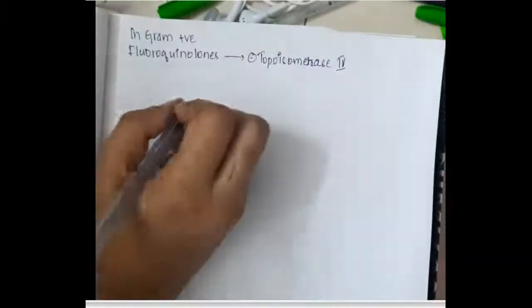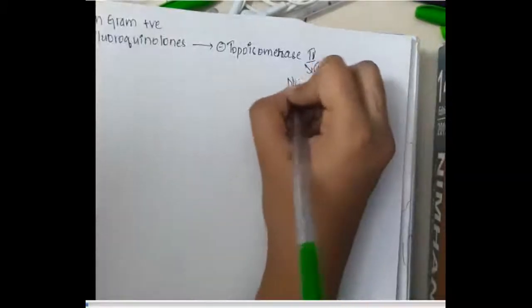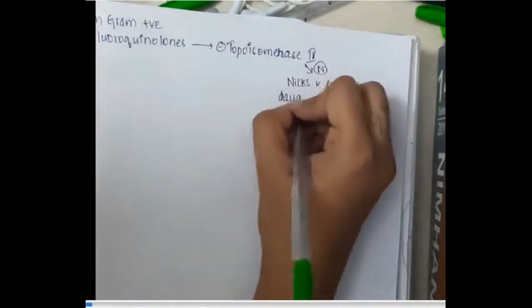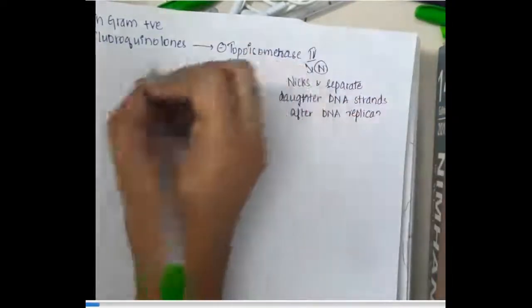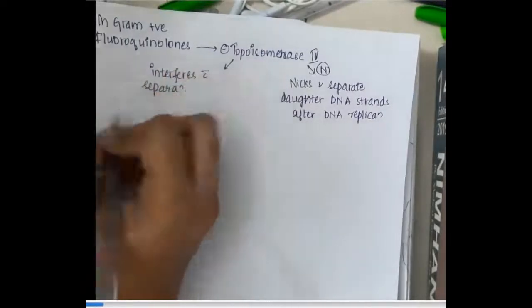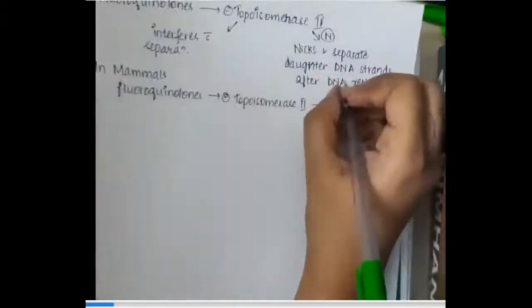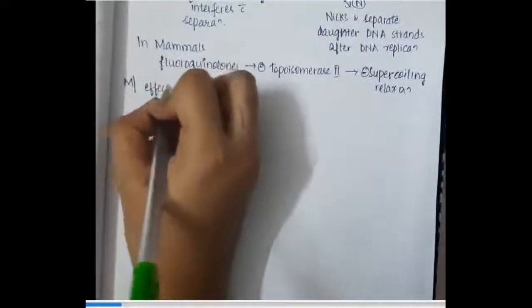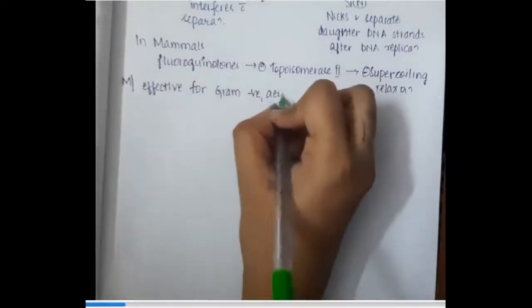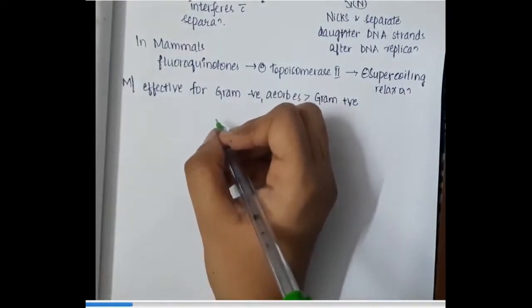This topoisomerase 4 normally nicks and separates daughter DNA strands after DNA replication. This topoisomerase 4 also interferes with the separation. In mammals, the fluoroquinolones will inhibit topoisomerase 2, and thus inhibit the supercoiling relaxation. They are most effective for gram negative aerobes, followed by gram positive. Not much effective for gram positive organisms.